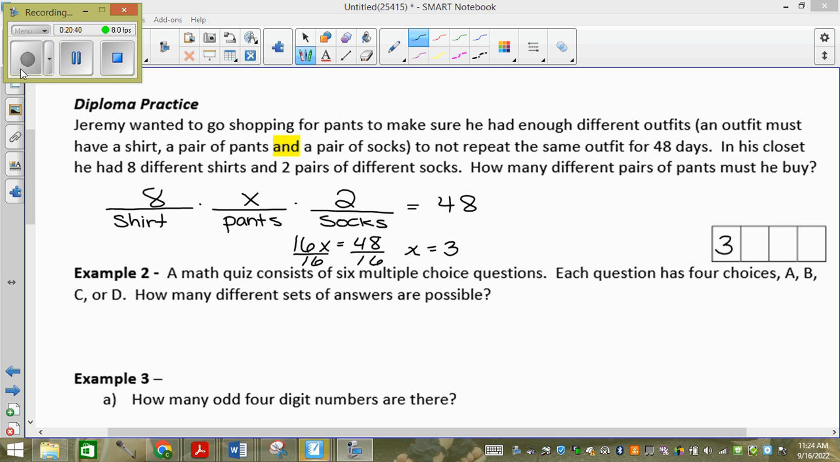And then the last one is a 6-question multiple choice quiz. So 1, 2, 3, 4, 5, 6. But how many options do I have on the top? 4, 4, 4, 4, 4, 4, which is 4,096.